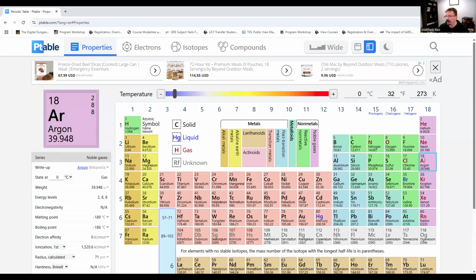What's the maximum number of electrons that all d orbitals in a given shell can hold? That would be 10. So 5 orbitals, each one can hold 2. 5 times 2 is 10.